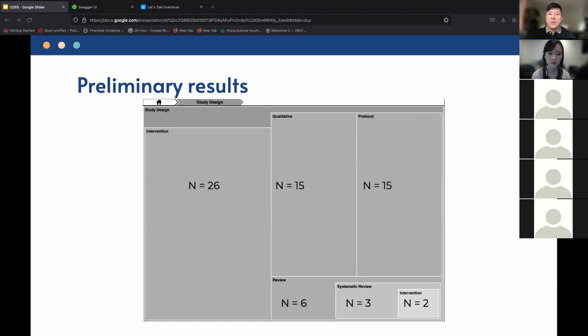This slide shows the different study designs that the 60 papers had. The majority of literature were intervention studies that looked at the efficacy of CDSSs in psychiatry. There were 15 papers describing protocols, 15 that had qualitative analysis, which means things like how do clinicians feel about utilizing a CDSS, and we had 6 reviews.